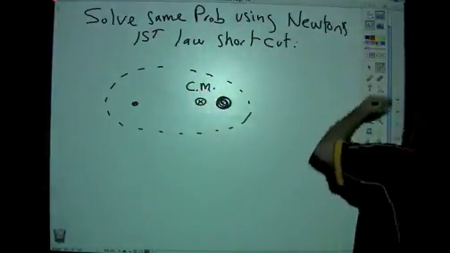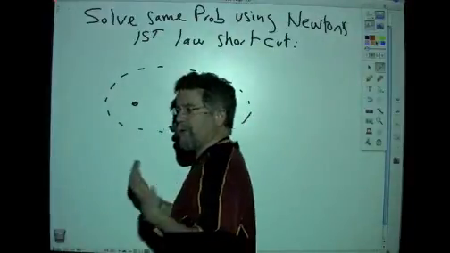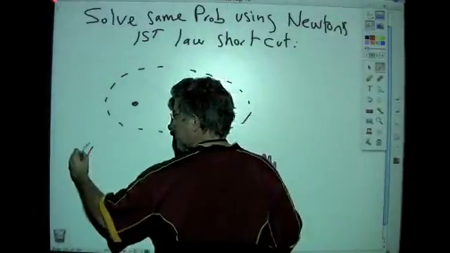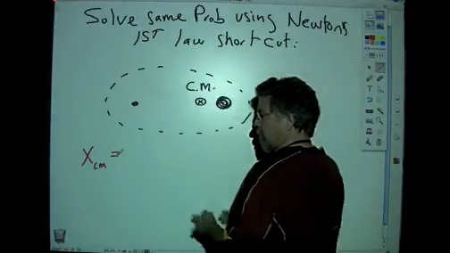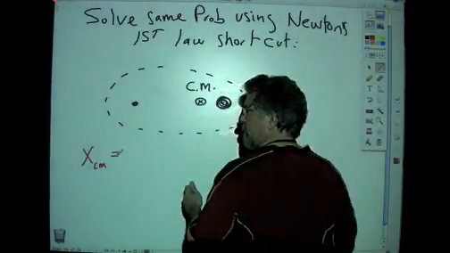Okay, so here's your new formula. You can do it in the X, you can do it in the Y, you can do it in the Z. We'll do it in the X, because that's all we're going to care about right now. X center of mass, it's capital C, capital M. Don't think it's centimeters, it's not. It's capital C, capital M.